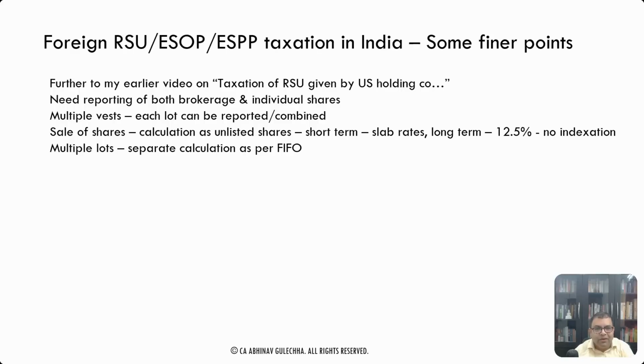And then you have to find out whether it is crossing 24 months. If it is not crossing 24 months, it is short term capital gain. If it is crossing, it may be long term capital gain. So you may have sold 100 shares, but a part of it may be short term capital gain, a part of it may be long term capital gain. So that calculation you'll have to do accordingly.